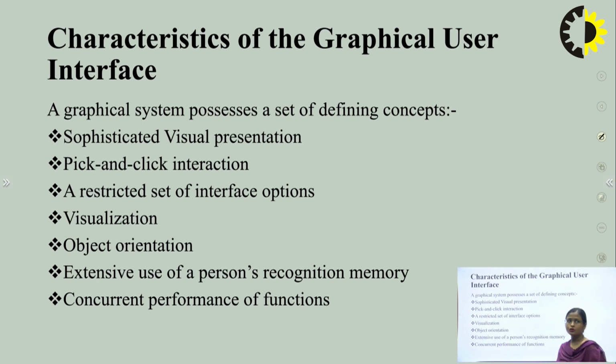Characteristics of GUI. So these are the basic characteristics of GUI. A graphical system possesses a set of defining concepts. First is sophisticated visual presentation. That means there is a sophisticated visual presentation. Second is a pick and click interaction, through which we can easily interact with our computer. Third is a restricted set of interface options. Fourth is visualization. Fifth is object orientation. Sixth is extensive use of person recognition memory. And seventh is concurrent performance of functions.